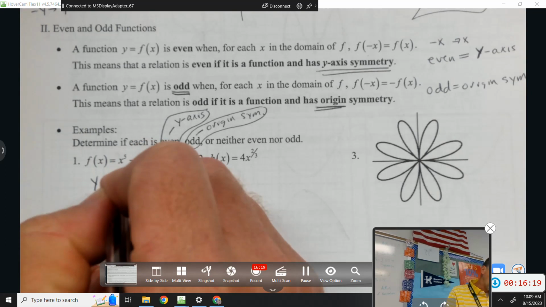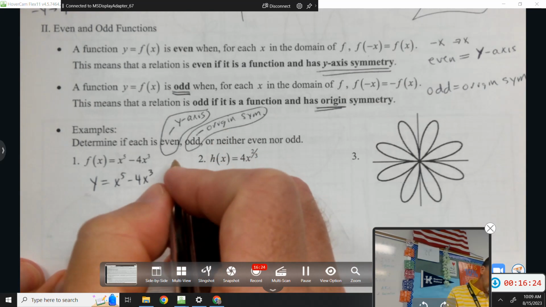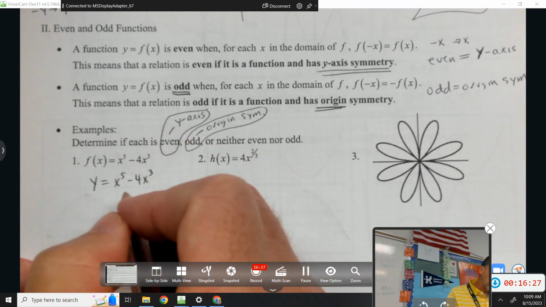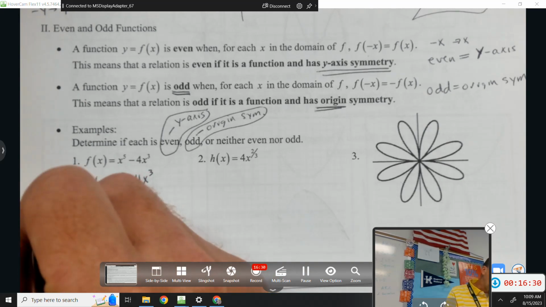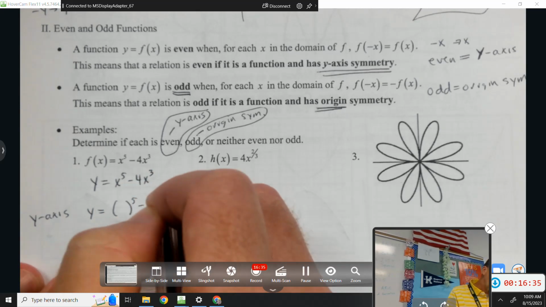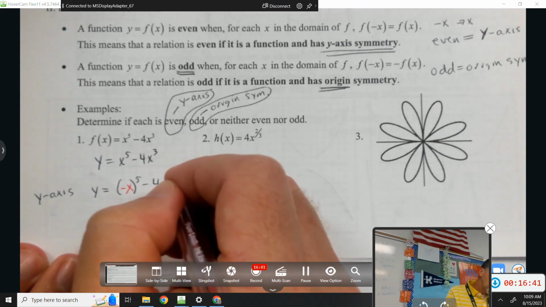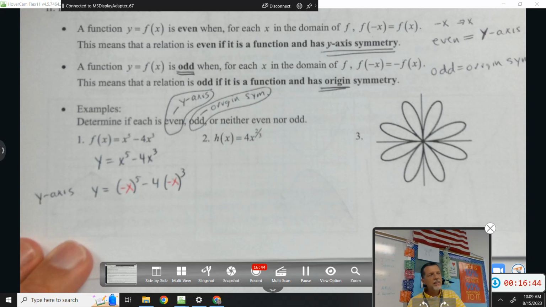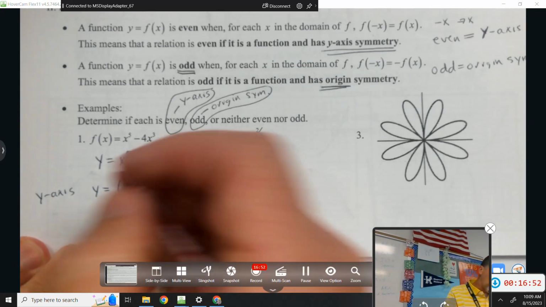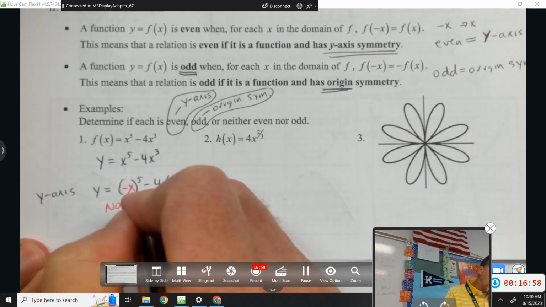And so I'm just going to change that to y. And so let's check. Well, I can tell right away what will work and what won't, but let's check y-axis. So that means change the x's. Is this one going to work or not? Can you tell? No, it's not. Why not? Those powers are still negative. Yeah, those odd powers make it negative. So you can write it out if you want, or you can stop there and say, no, that's not going to work. So therefore, it is not even.